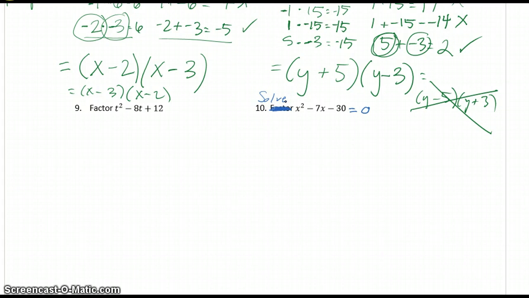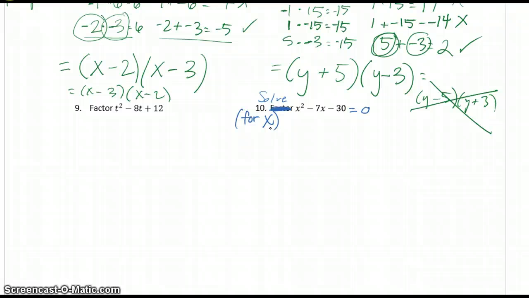So, again, whenever it tells us to solve, what are we solving for? We're solving for x because x is our variable here. So we're solving for x. So remember that. So our answer should look like x equals something.